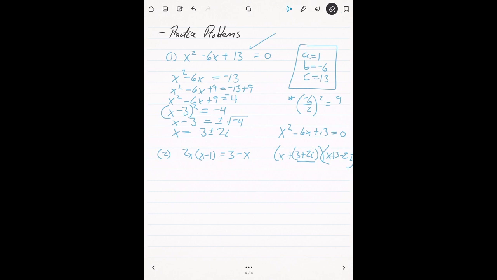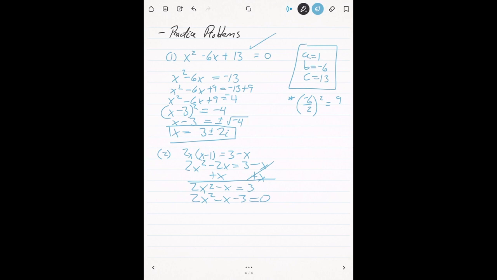So hopefully you're seeing why that works and you're able to see the case for these solutions. And remember, you do need two solutions because this is a quadratic. It's a degree 2 polynomial. The fundamental theorem of algebra says we need two solutions. Now let's take a look at the next problem.